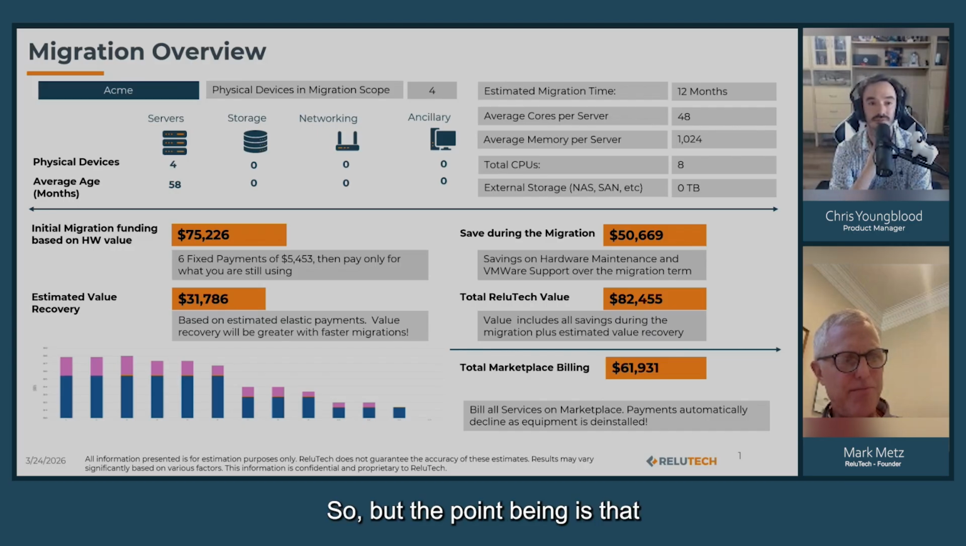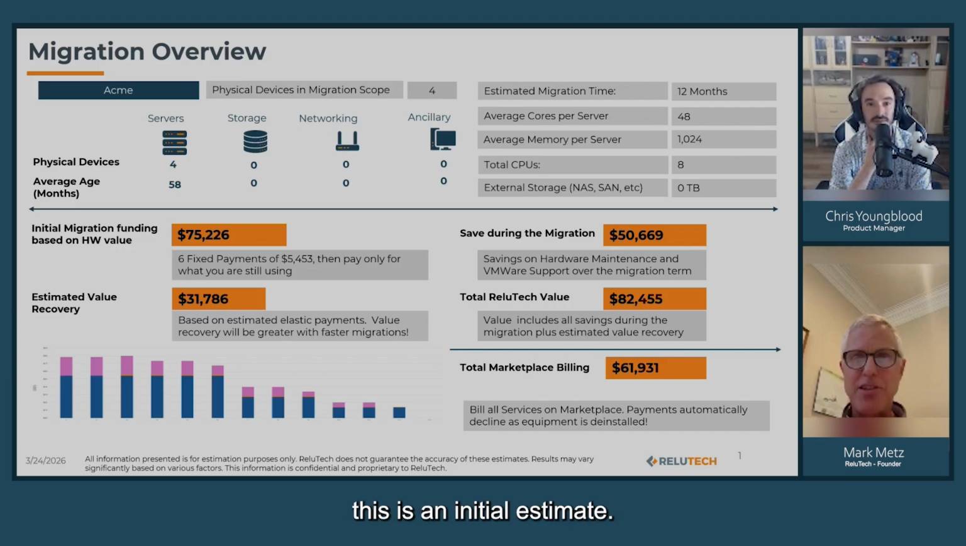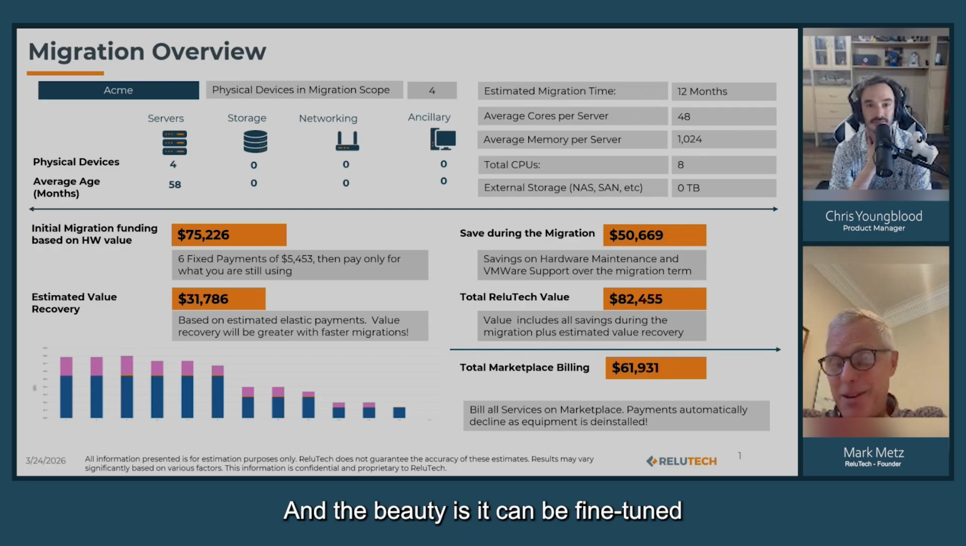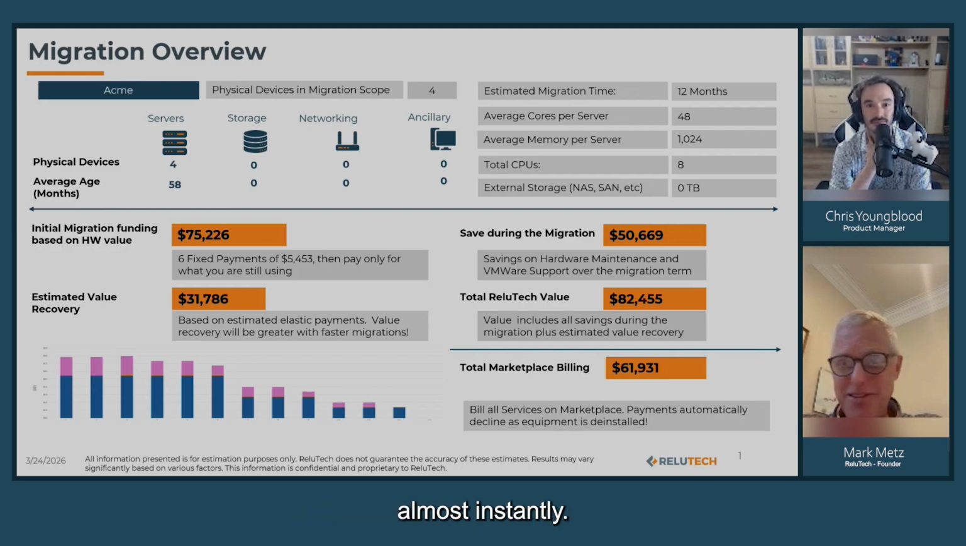Yeah, so the point being is that this is an initial estimate, and the more data that we can get from the customer, like those wave plans or those maintenance renewal dates, this can be fine-tuned. And the beauty is it can be fine-tuned almost instantly. We can change the values and produce a different output.